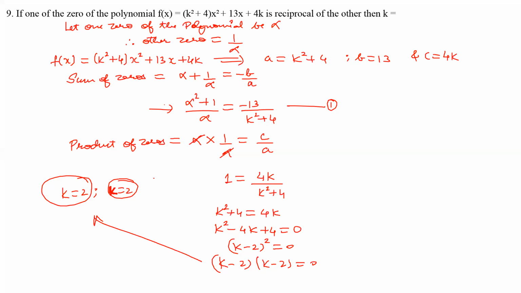Check whether the zeros are coming reciprocal of each other. Find out the zeros of this polynomial after putting the value of k. Check whether the zeros are coming reciprocal of each other. Yes, anyone got it? Can anyone tell me how we can do that?